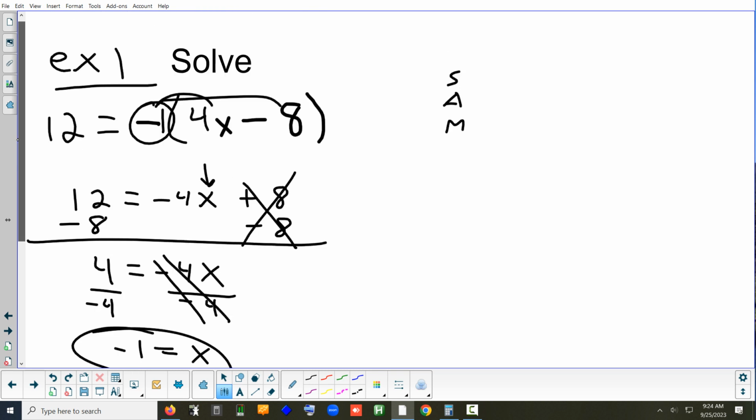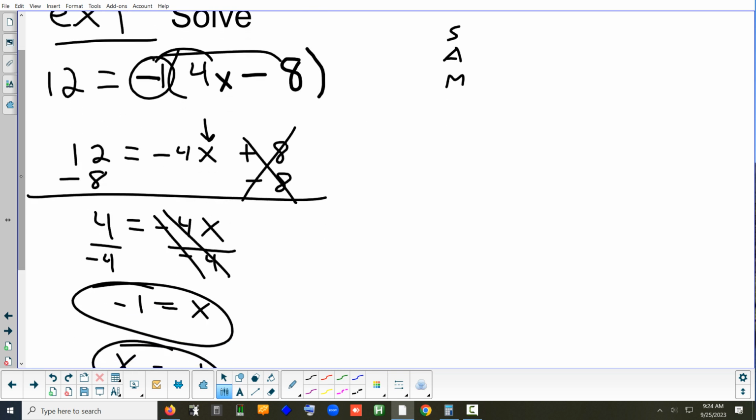Okay. Any question on example 1? So it had every step in it. It didn't have the like terms, but it did have distributive property, adding, subtracting, and it did have multiplying and dividing.